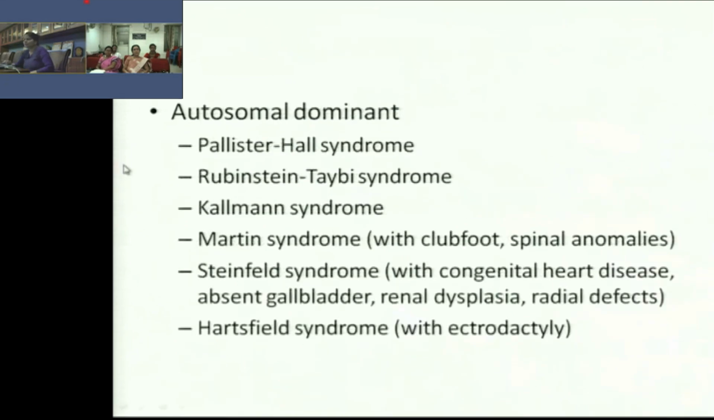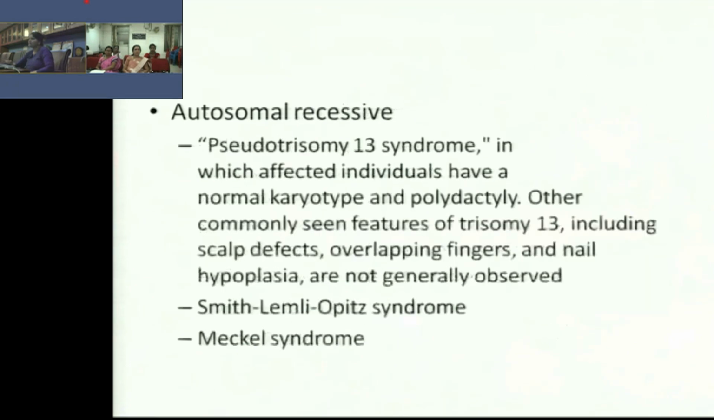Coming to the autosomal dominant syndromes which are associated with holoprosencephaly, the well-known are Hall, Rubinstein-Taybi, Kallmann syndrome, Martin. Other rare ones are Hartsfield, Steinfeld. And the autosomal recessive syndromes which are associated with HPE are pseudotrisomy 13, Smith-Lemli-Opitz. In Smith-Lemli-Opitz we have a defect in cholesterol metabolism. So again, it is the hypothesis that there is a problem with steroid metabolism.